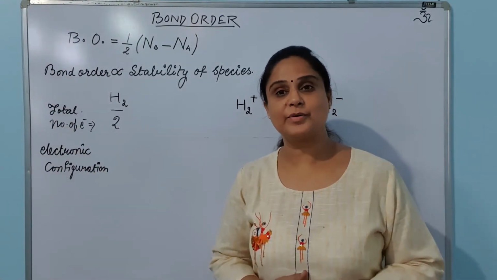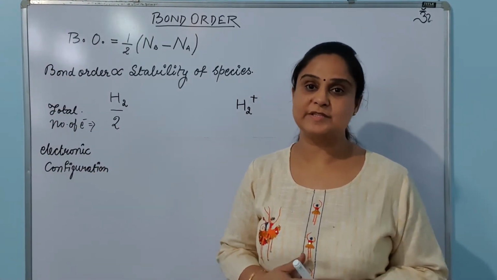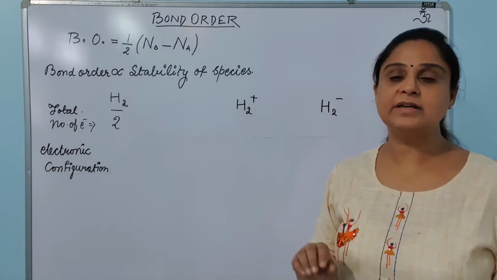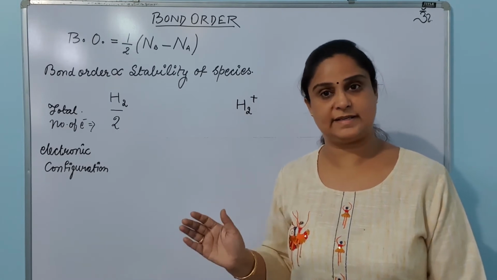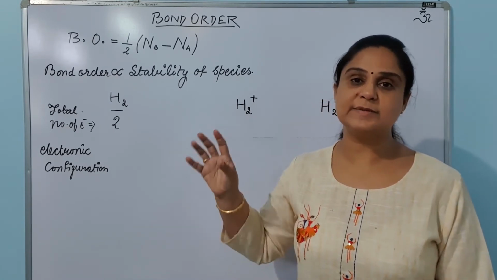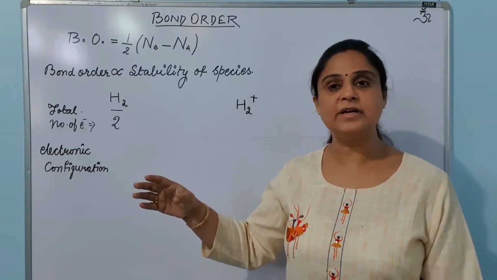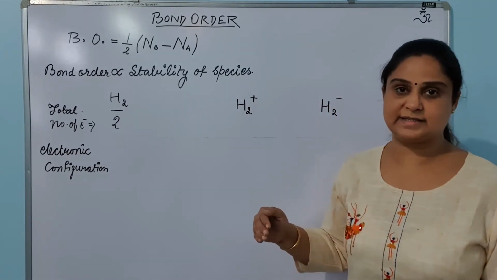Now let's talk about the stability order of some species. So here I have taken three species and we have to arrange them in order of their decreasing stability. So we have to find out which species will be the most stable and which species will be the least stable species.